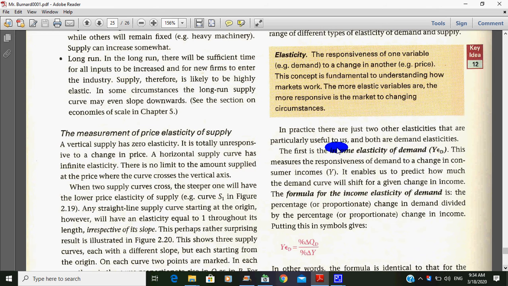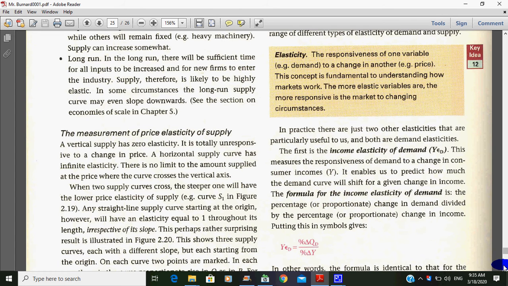elasticities. The first is the income elasticity of what? Demand. This measures the responsiveness of demand to a change in what? Consumer incomes. It enables us to predict how much the demand curve will shift for a given change in income. The formula for the income elasticity of demand is the percentage change or proportionate change in demand divided by what? Percentage change or proportionate change in income.